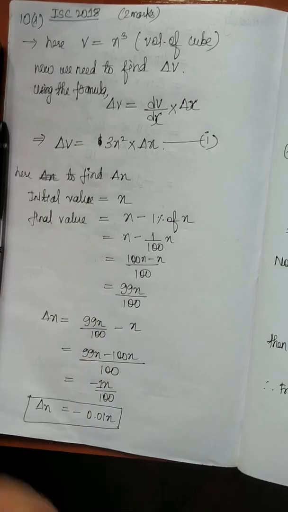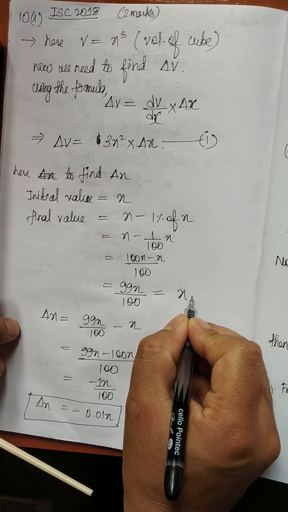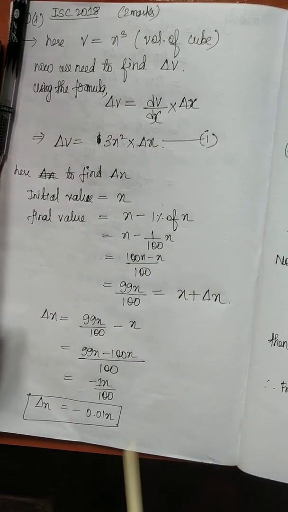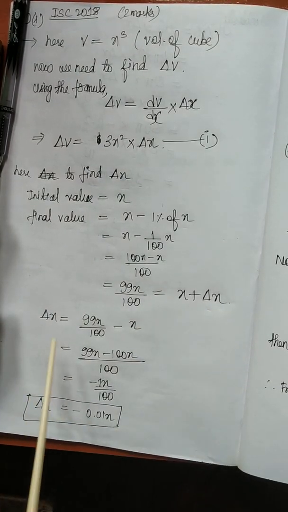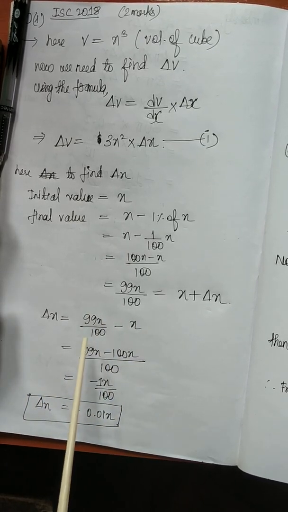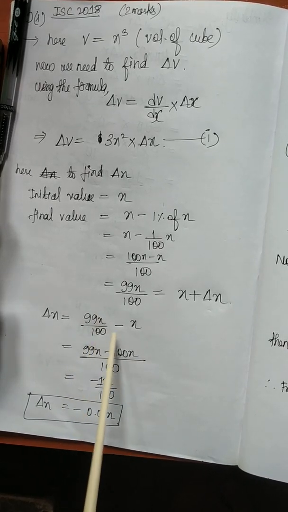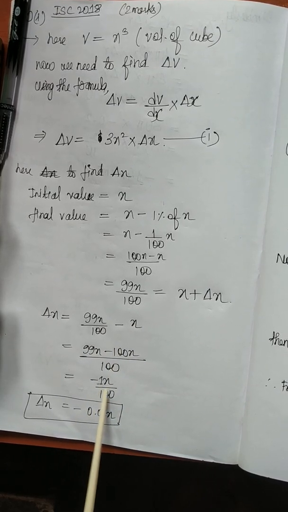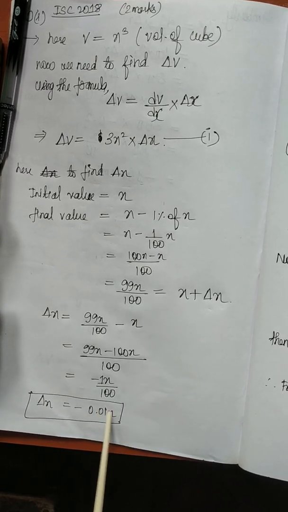You can also write this 99x by 100 as x plus delta x. So I need to find the value for delta x. Delta x is final minus initial. Final is 99x by 100, initial is x. If you do the calculation, you will get minus x by 100, that is minus 0.01x. So this is the value for delta x.